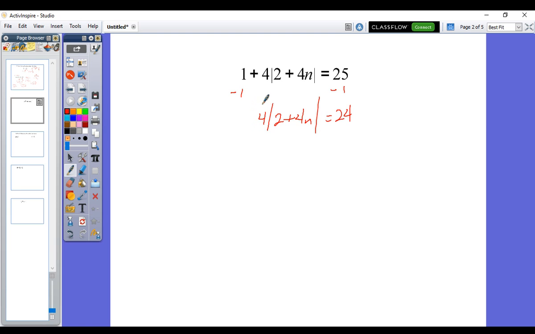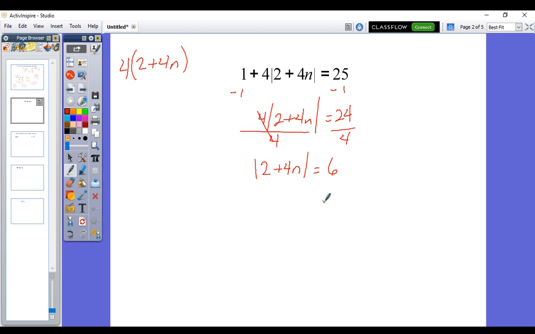Treat this 4 kind of like 4 times the parentheses 2 plus 4n. It works the same way here, but we're not going to distribute it in. That's just going to give us more work. What we can do is just get rid of it. To do so, this is 4 times this, so we're going to divide by 4. A common mistake is people try to distribute that in, and you can, but it's just going to give you a harder, bigger number to deal with. So let's just get rid of it like this, leaving us the absolute value of 2 plus 4n equals 6.